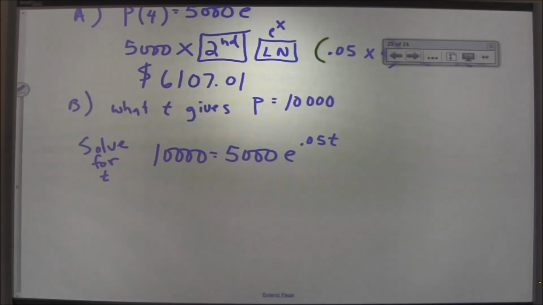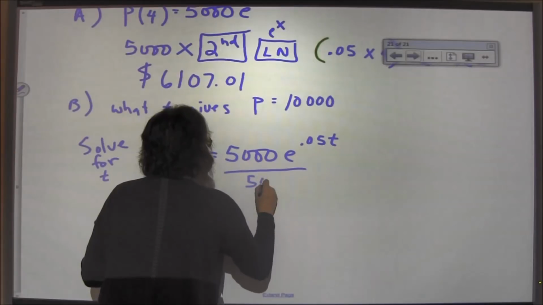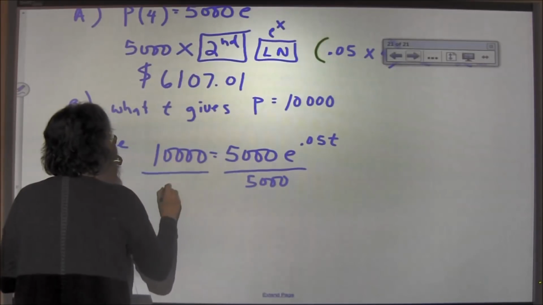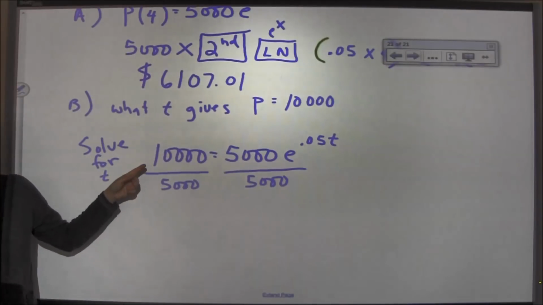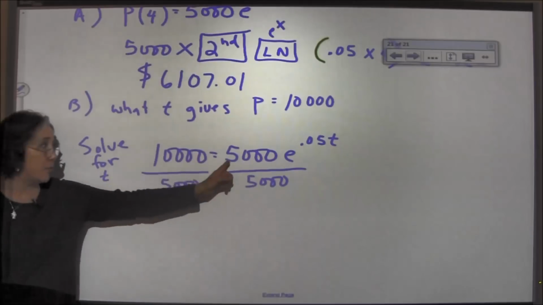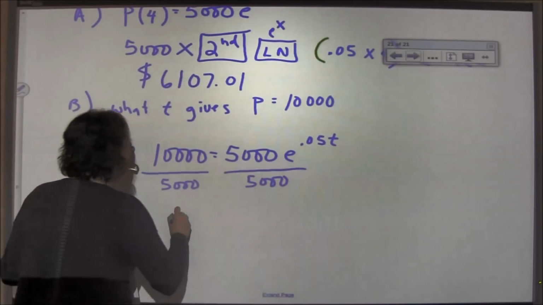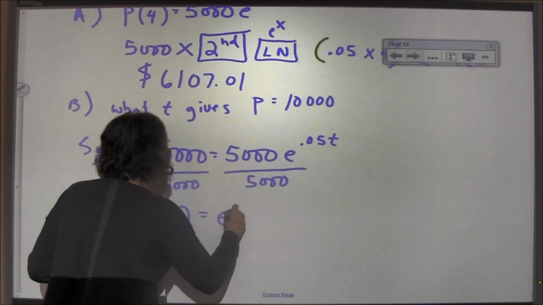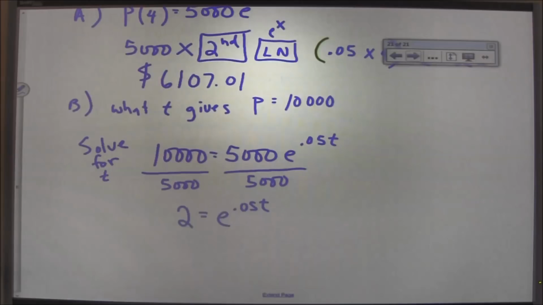So don't forget to divide by the 5,000 first. Otherwise, you're going to have to use more properties than you really meant to. So we're going to divide by 5,000 in order to get the e to the power by itself. Oh my gosh, I had so many people subtract instead of divide. You're dividing. That's a product. You're dividing by 5,000. So that's 2 equals e to the 0.05t. We've simplified it a little bit.